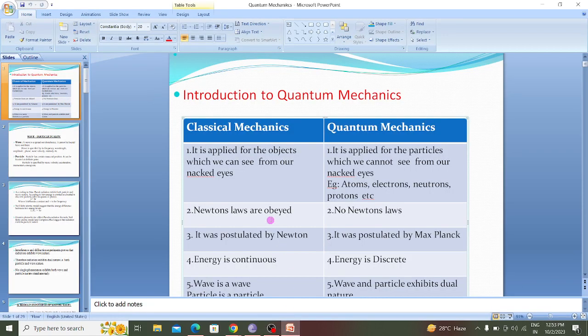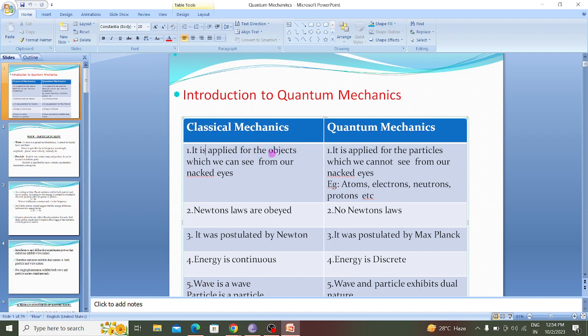Good morning students. Today we will be discussing an introduction to quantum mechanics and wave particle duality. Before going to quantum mechanics, we should understand the difference between classical mechanics and quantum mechanics. If we go for classical mechanics, for which type of objects is classical mechanics applied?